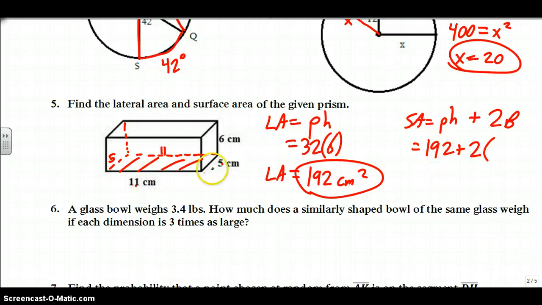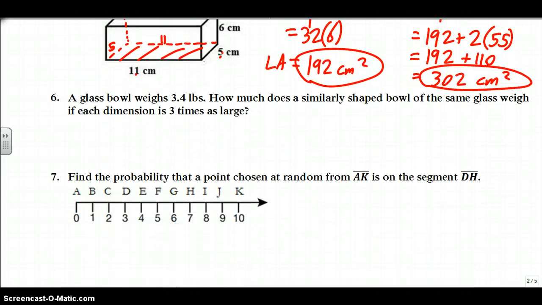What's the area of the base? Well, it's 11 times 5. You know how to find area of a rectangle. So anyway, it ends up being 192 plus 110, which is 302 square centimeters.